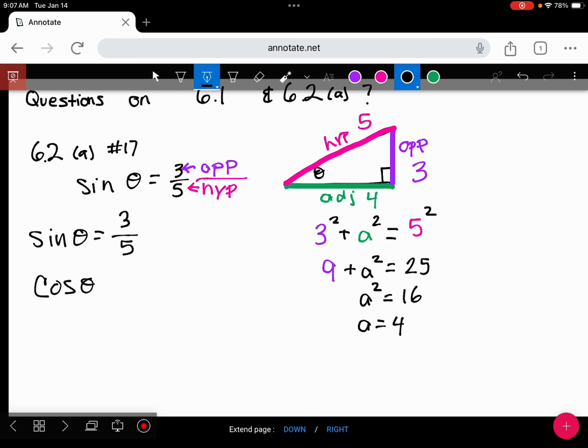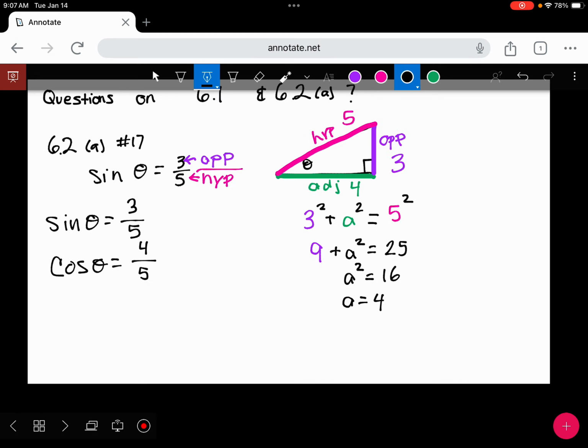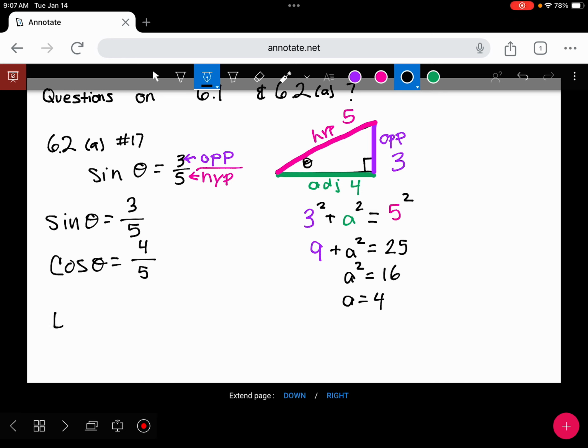Our cosine is what? Adjacent over hypotenuse. So what's our value here? 4/5, or 4 over 5. And so our tangent is what? Opposite over adjacent, so 3 over 4.